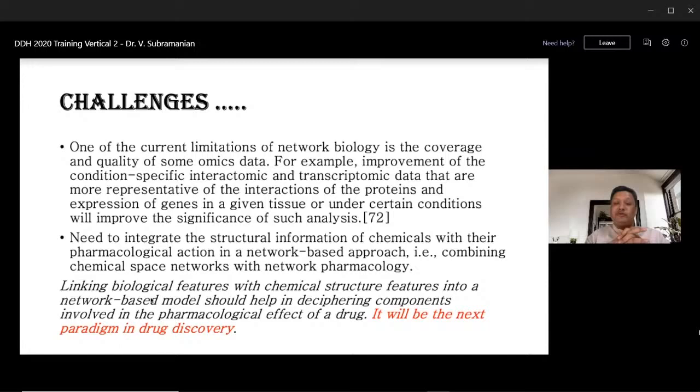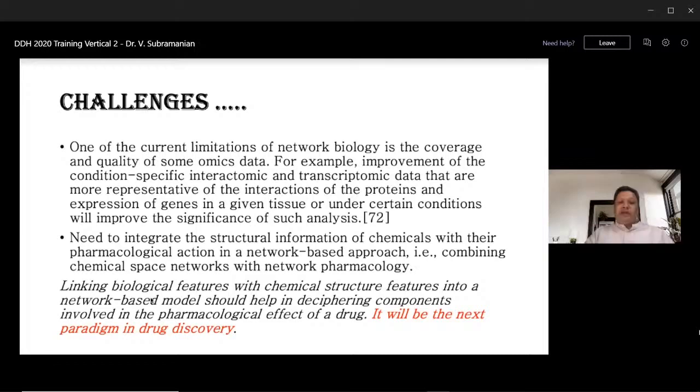So, for example, we are not able to get the LD50, ED50 or IC50 doses of many chemicals, which could amplify those chemical networks or chemical space networks into network pharmacology, showing how they can be effective. So that part is still pending.